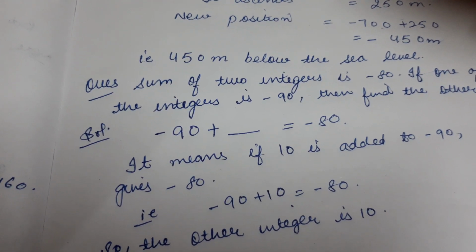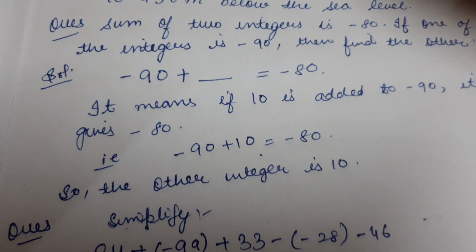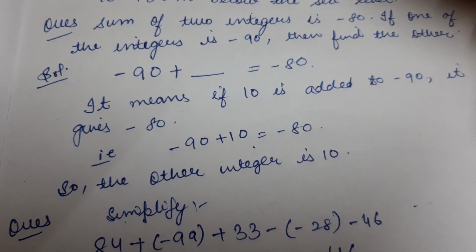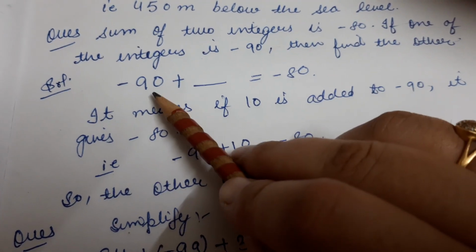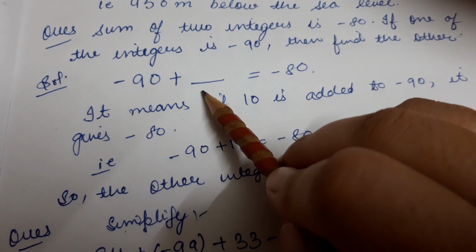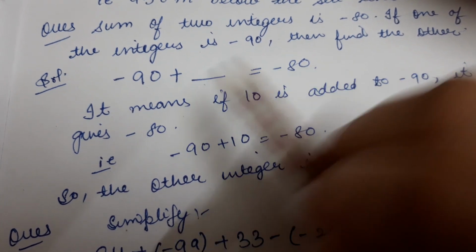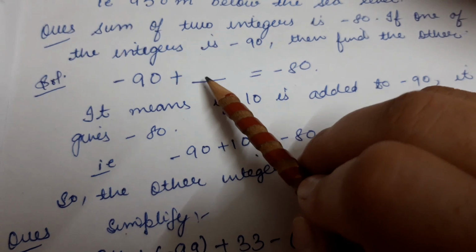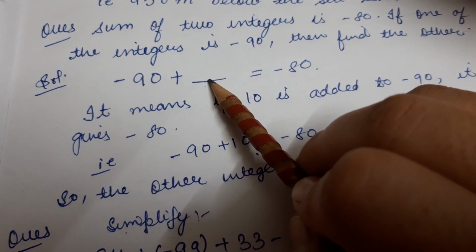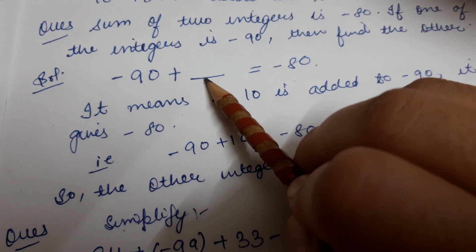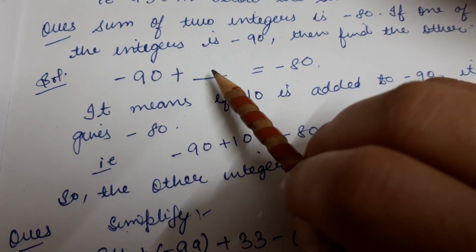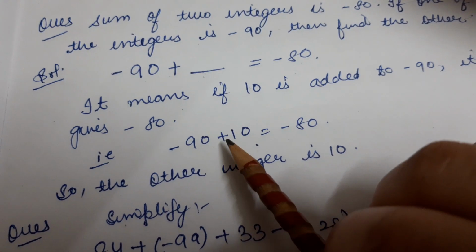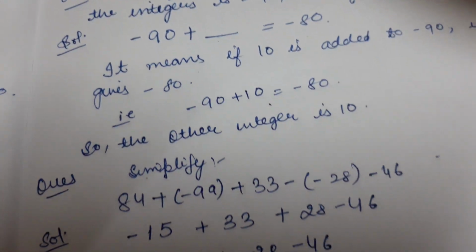Minus means below. Next is sum of two integers is minus 80. If one of the integers is minus 90, then find the other. Now sum of two integers. So minus 90 plus one integer is equal to minus 80. So what should come here to get a minus 80? It means here should be the number of opposite signs so that they can be subtracted. So 90 minus 10 is 80. So here it should be positive 10. Then it will become minus 80.